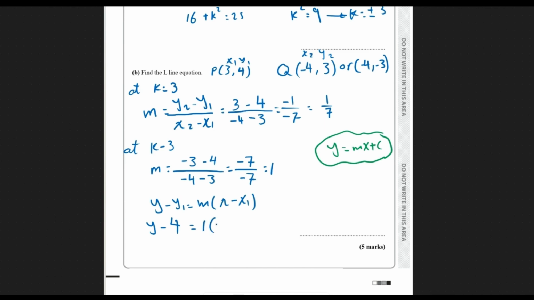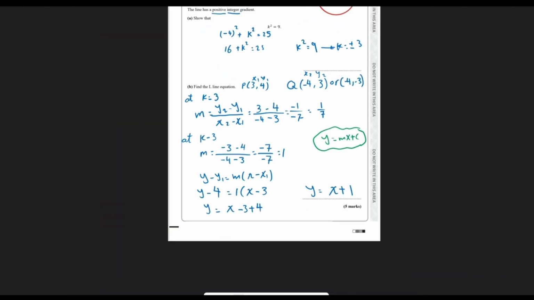That is what we got here, because this is a positive integer. And x minus x1, if we used 4, this means we have to use the related x, which is 3 here. That means y equals x minus 3 plus 4. What we did here is we just brought minus 4 to the other side as positive 4. That means y equals x plus 1, and this is your final answer for this question.